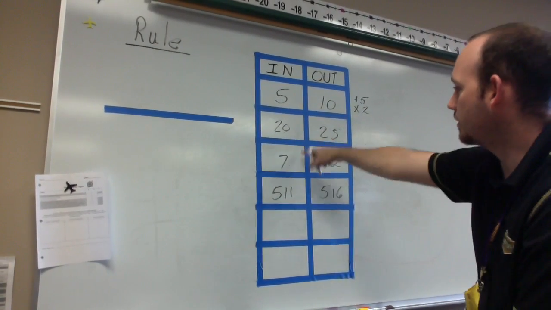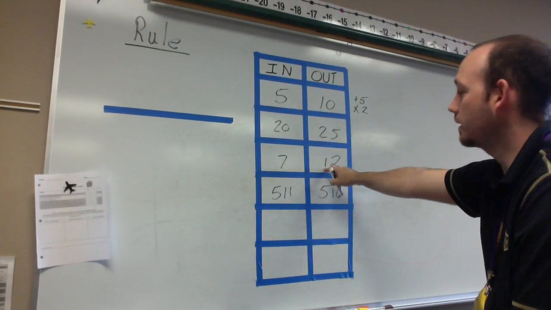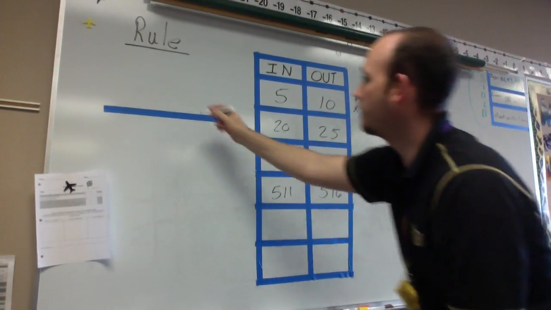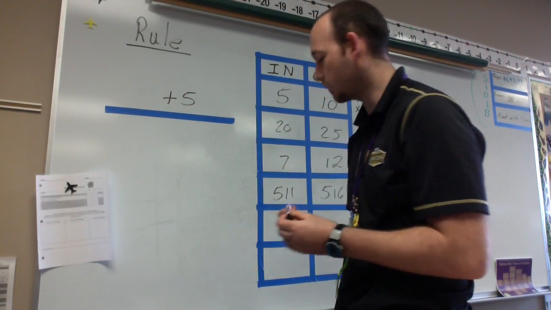So I'm just going to look at the 7 then. So 7, am I adding 5 to get to 12 or am I multiplying times 2 to get to 12? Well, I'm adding 5, so I'm going to say that my rule is a plus 5, like that. Hopefully that's what you got as well.